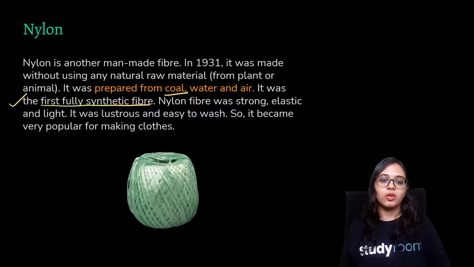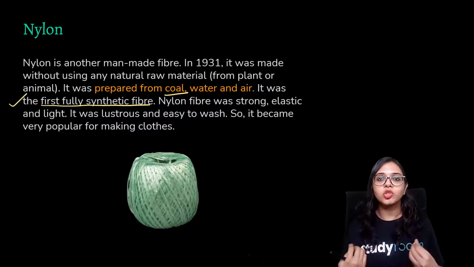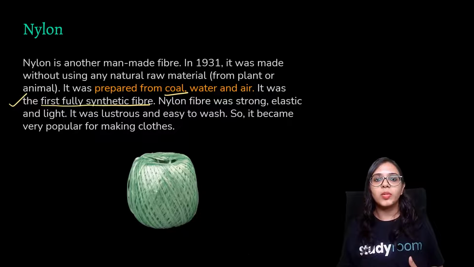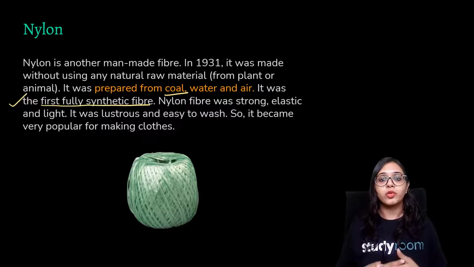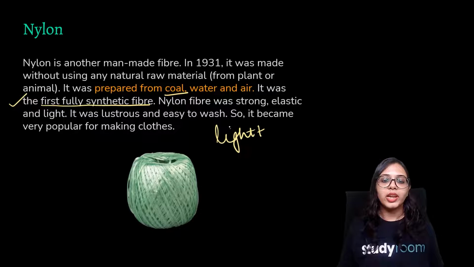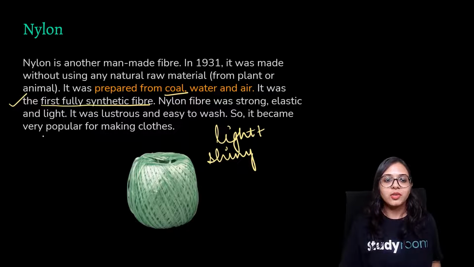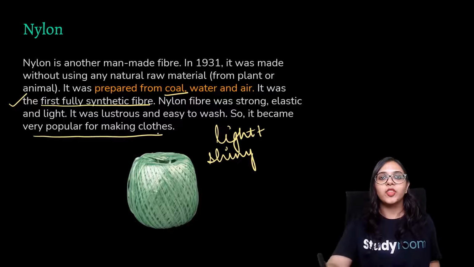So, what kind of clothes do people want to wear? People would obviously want to wear clothes that are very easy to wash, because easy to wash clothes are easy to manage. Lustrous means shiny, right? So the shininess of the cloth makes you appear more fancy, more attractive. Also, the nylon fiber was very strong and very elastic. And on top of that, it was very light. You're getting a light fabric, a shiny fabric, and an easy to wash fabric. So what more could you want, right? That is why nylon was very popular for making clothes.